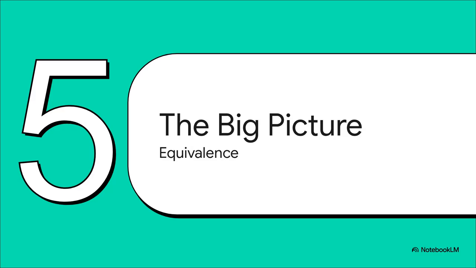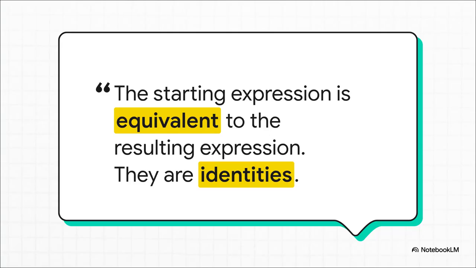So we've nailed the how. We know how to do it. But what about the why? I mean, why are we doing this in the first place? Let's zoom out to the big picture and talk about this really powerful idea called equivalence. This right here, this is the whole point. The expression you start with, the one with the brackets, is equivalent to the expanded expression you end up with. They are what mathematicians call identities. They might look different on the surface, but underneath, their value is exactly the same.